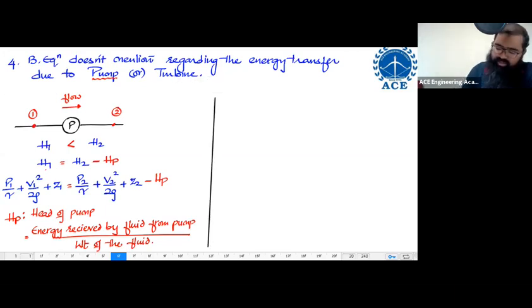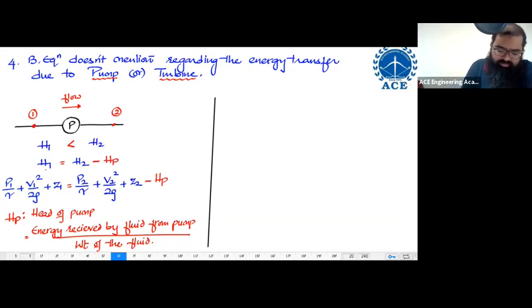Now coming to the second case. The second case is that of a turbine. So let us take the case of turbine. Turbine is exactly the reverse process. Turbine is not going to give you energy. Turbine is actually going to take away energy.